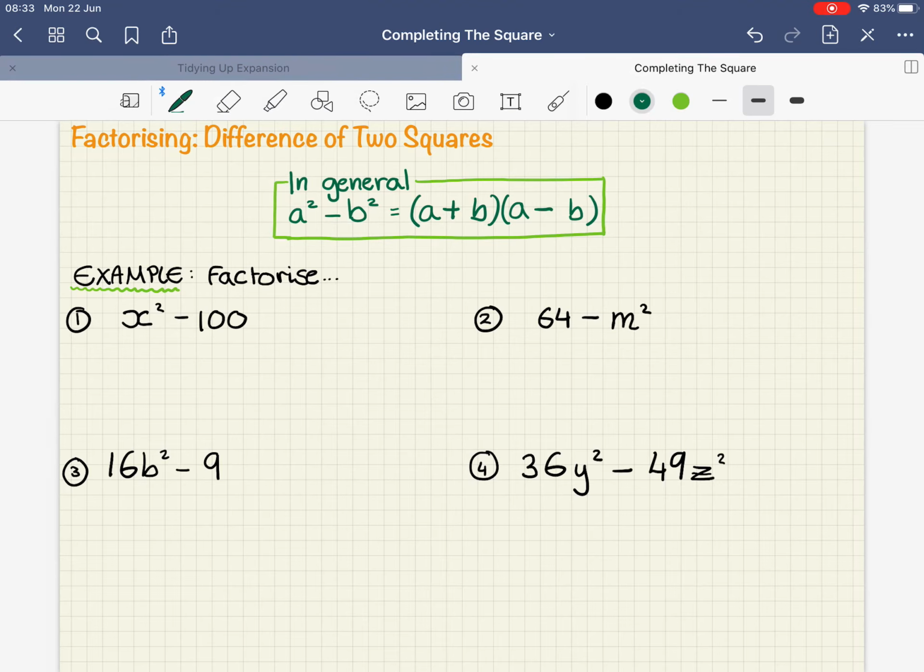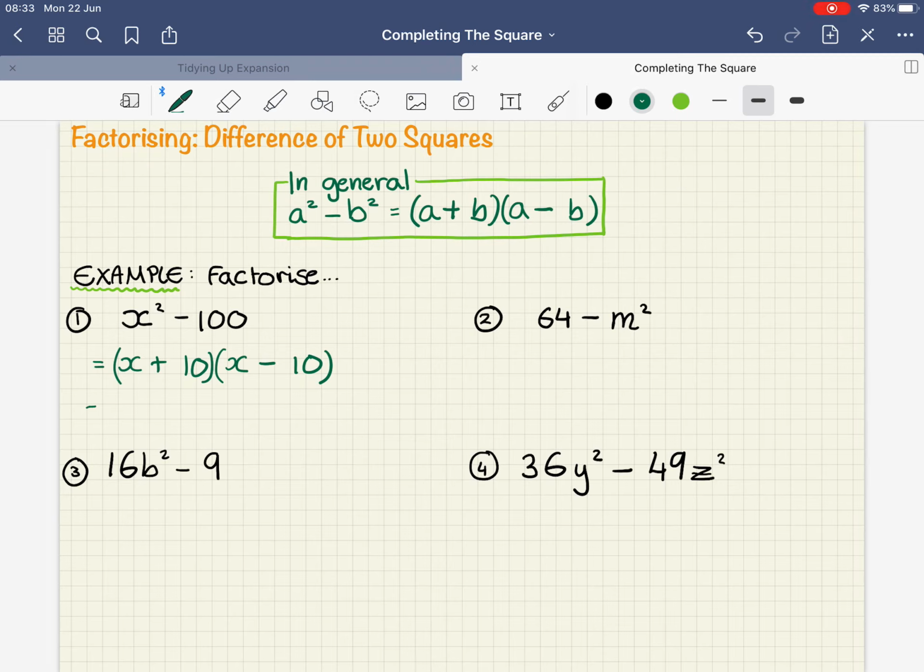So applying that, I've got x squared minus 100. So square root of x squared is x. Square root of 100 is 10. And I have a plus in one and a minus in another.